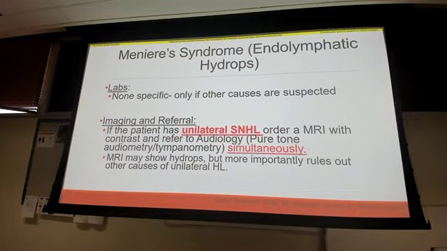Labs, no specific labs for this diagnosis, but we're still going to stay in alignment with our imaging and referral. So this typically presents unilaterally. If the patient presents to you with unilateral hearing loss, we're going to get an MRI and refer to audiology to confirm their hearing loss. And then once the MRI comes back, it may show hydrops, so distension of the cochlea. But aside from that, if that's the only thing and they don't find any mass, we can manage this in-house in clinic.